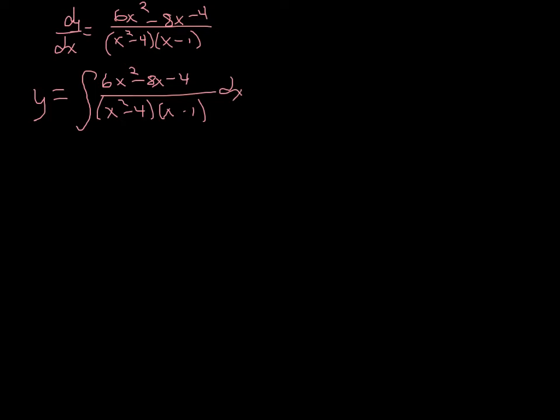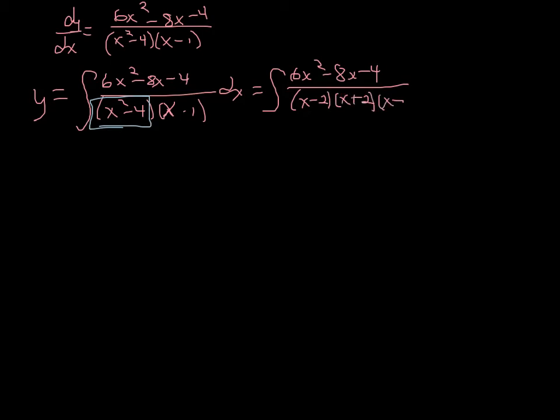And the thing to take note of here is that we have this x squared minus 4, which is not linear. And as I told you in class, we were just going to be working on ones that were linear. So this is one that needs to be factored further. Okay, so we're going to say this equals the integral of (6x squared minus 8x minus 4) over, and this is going to be (x minus 2)(x plus 2)(x minus 1). So we have 3 factors in our denominator this time instead of only 2 factors.